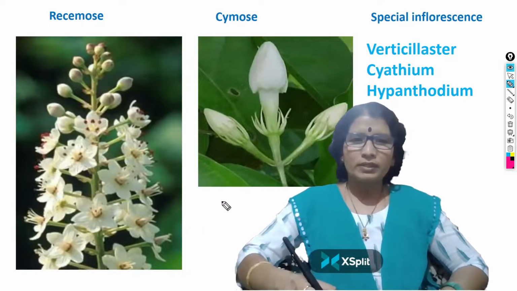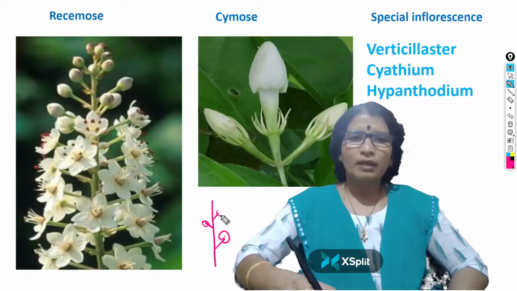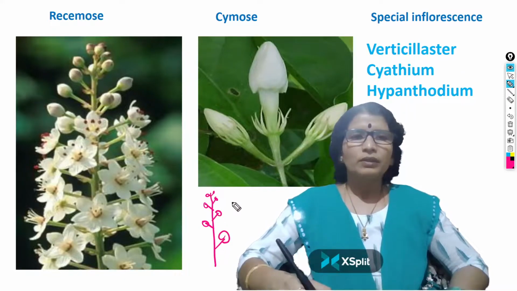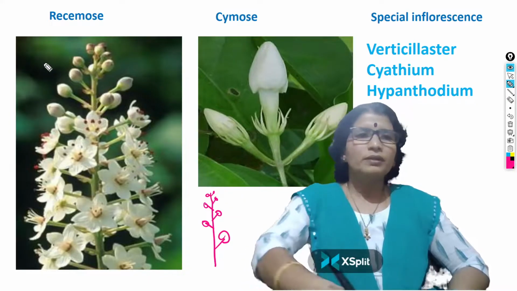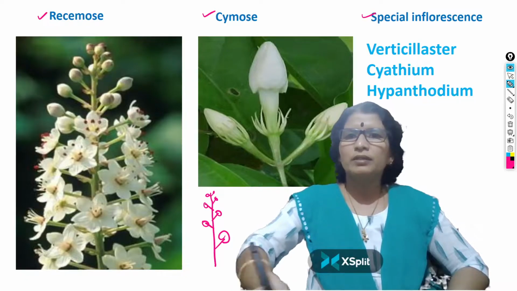Actually, what is inflorescence? Inflorescence means on one single axis, a number of flowers usually develop like this. So the arrangement of flowers on the inflorescence axis is called inflorescence. So here there are 3 types of inflorescences: racemose, cymose and special inflorescence.